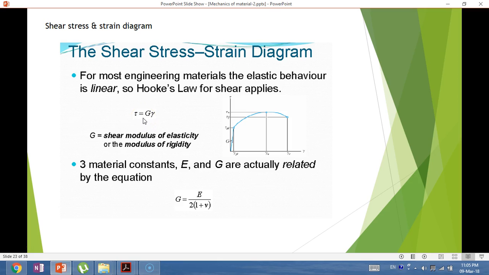What about the relation between E and G? We can write that G is equal to E divided by 2 multiplied by 1 plus Poisson's ratio.